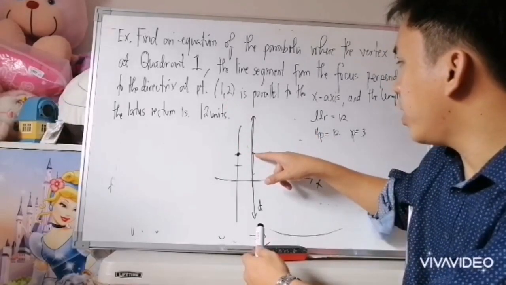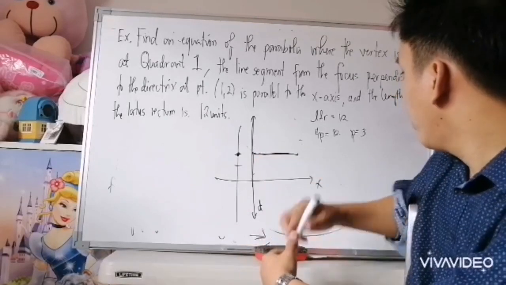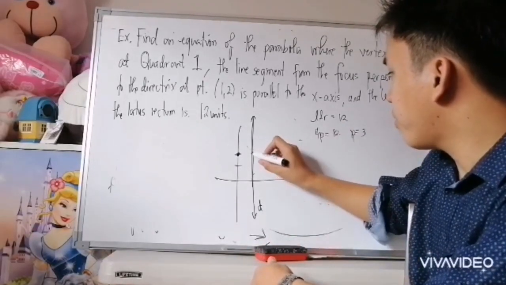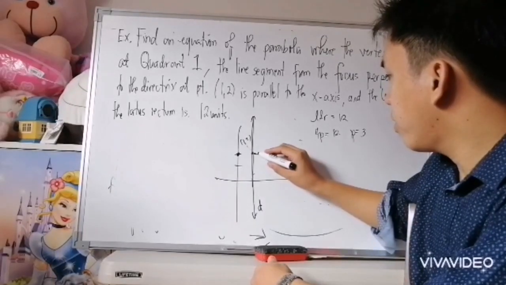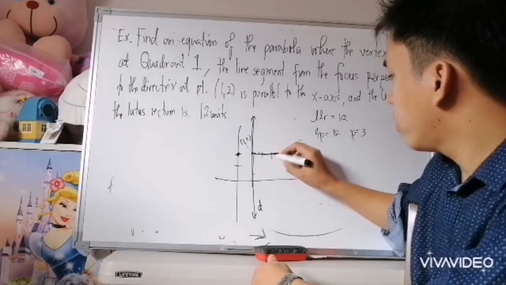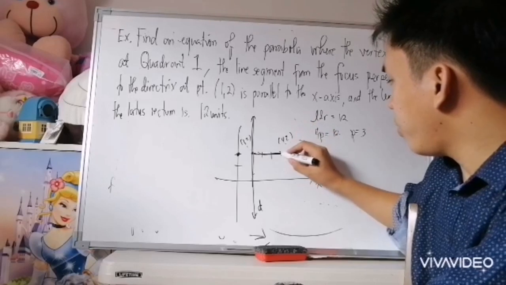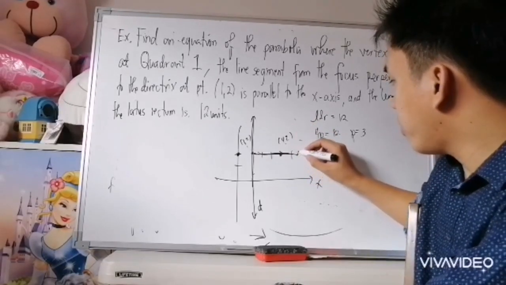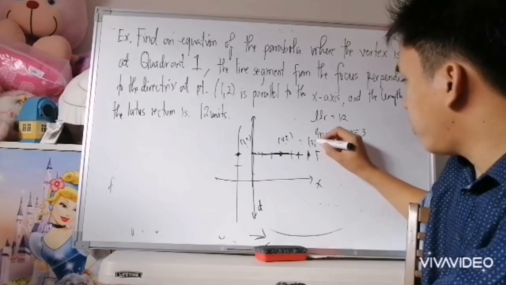This is your (1, 2) here, the intersection of the line segment and the directrix. So 3 units to the right is (4, 2), and this will tell you the vertex. Another 3 units is your focus, which is (7, 2).